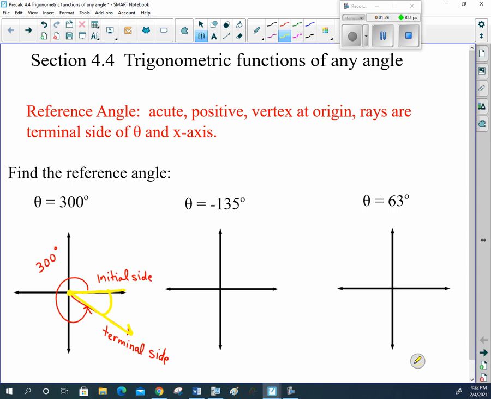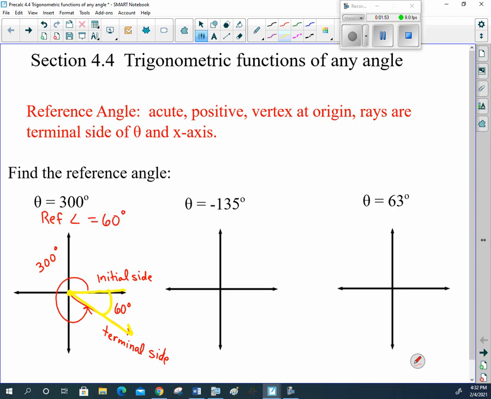It's acute, that one's less than 90. And what degree measure is that? That's 60 degrees. All the way around a circle is 360. I went 300. That means the remainder would have to be 60. I guess I didn't draw that to scale, but anyway, get the idea. That would be 60 degrees. So remember, reference angles are positive, so the reference angle for this one is 60 degrees.